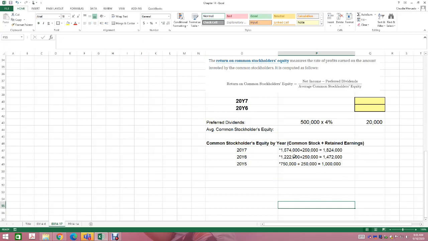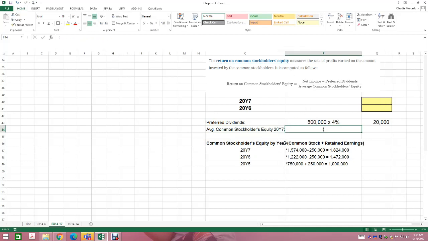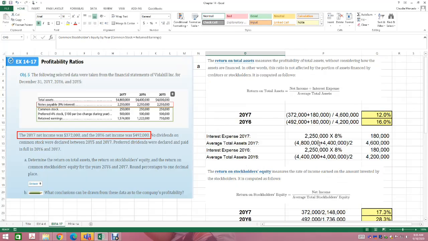We got these numbers. Now that we've got those numbers, I can calculate my average common stockholders equity. And how do we calculate an average? You get the current year plus the prior year, divide by 2. I'm going to calculate my average stockholders equity for 20Y7, and then for 20Y6, because I'm going to need those two numbers. Now, my preferred dividends, I only need one calculation, because if you look at your dividends, it's $500,000 every single year, and it's 4%. So 27, 26, 25, it's going to be $20,000.